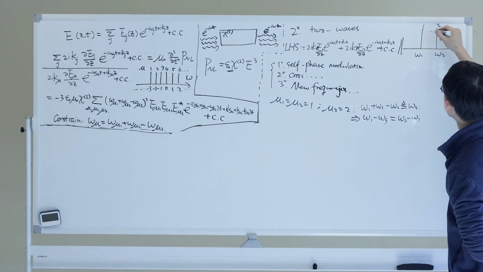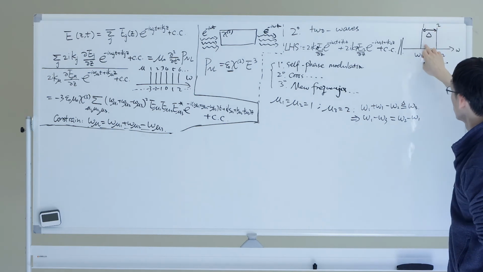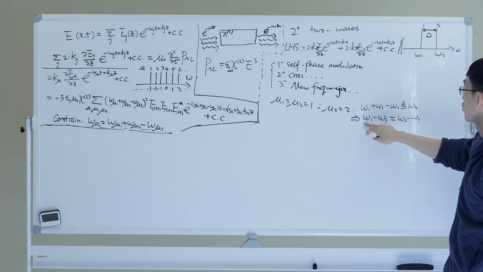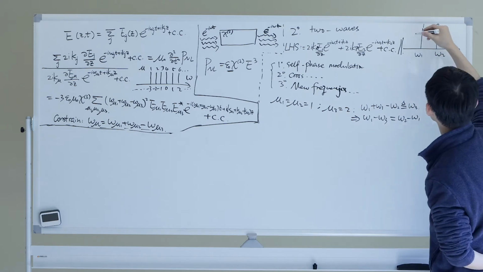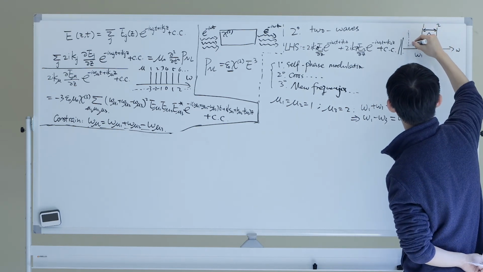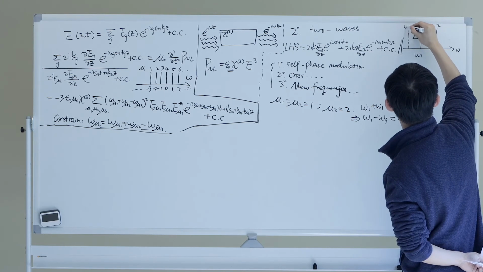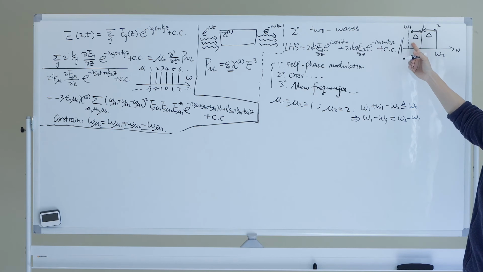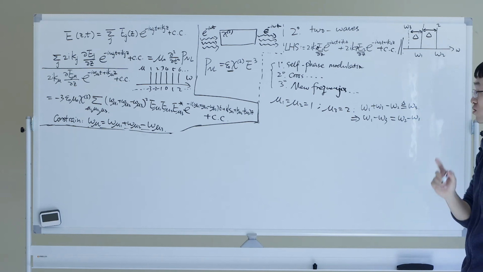The frequency difference between 2 and 1 is the same as the frequency difference between 1 and 3. So you can imagine here is your omega 3, and the frequency separation between 1 and 3 is the same as the frequency separation of 2 and 1. Okay, this is quite interesting.